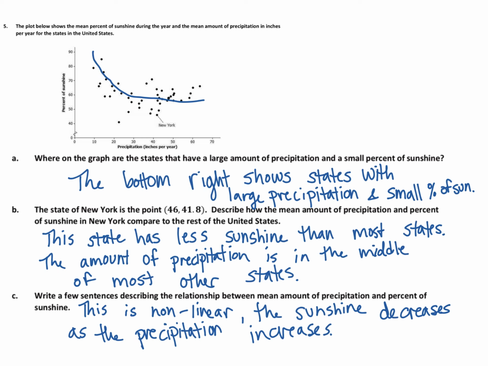Which would make sense. The more it's raining, the less sunshine you would see. And vice versa. If there's not a lot of sunshine, those states might have more rain. And you can also say that this would have a negative trend because it's decreasing as you move towards the right.